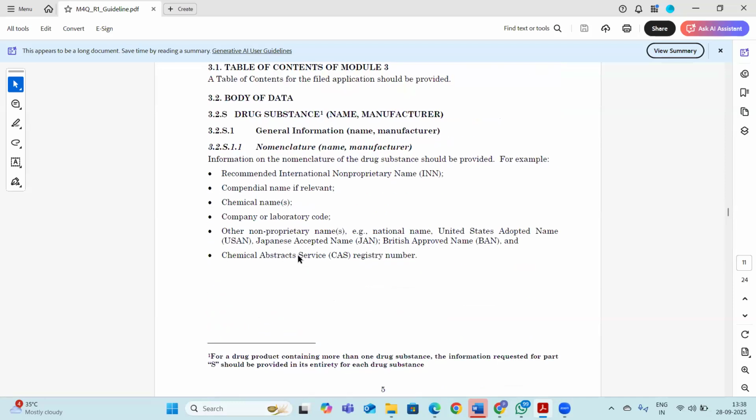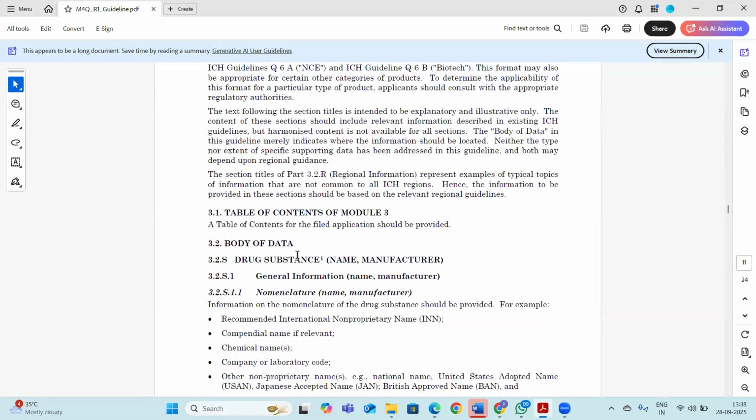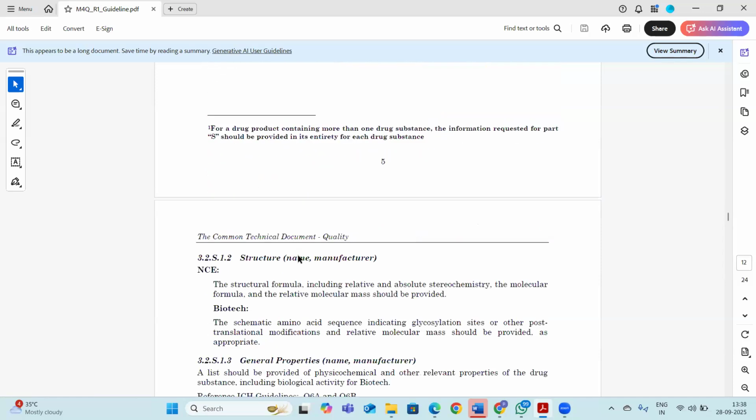The first one is your nomenclature, second is your structure, and last is your general properties. In nomenclature, you have to submit information on the nomenclature of the drug substance, for example, international non-proprietary name, compendial name if relevant, the chemical name of the drug substance, any company or laboratory code that is present, other non-proprietary name, for example, national name, United States Adopted Name, Japanese Accepted Name, or British Approved Name, along with Chemical Abstracts Service registry number, which is also known as CAS registry number.